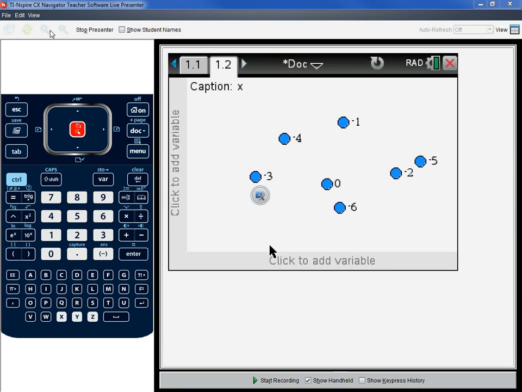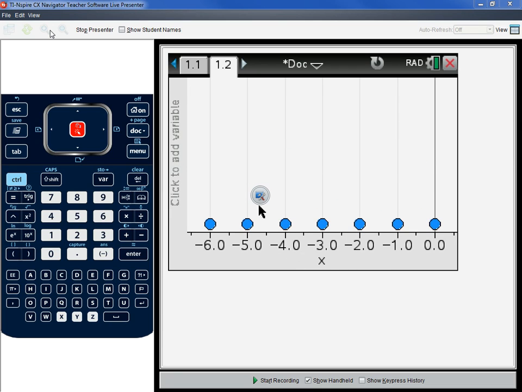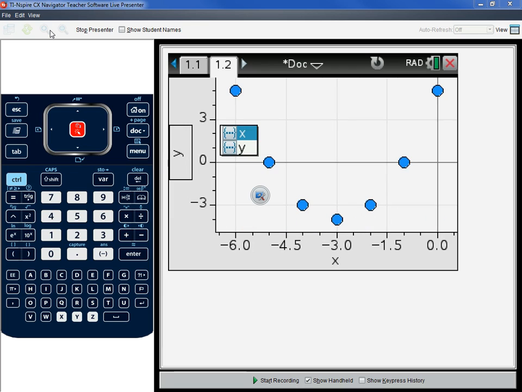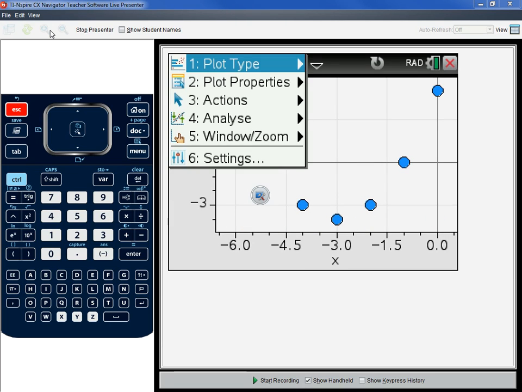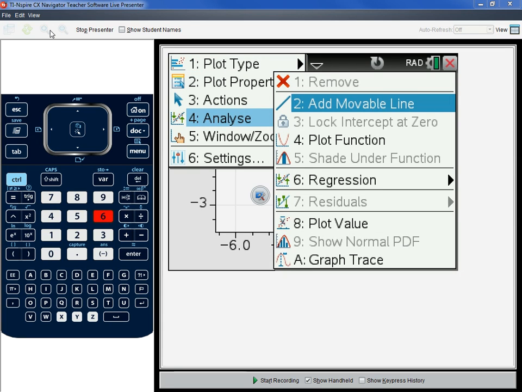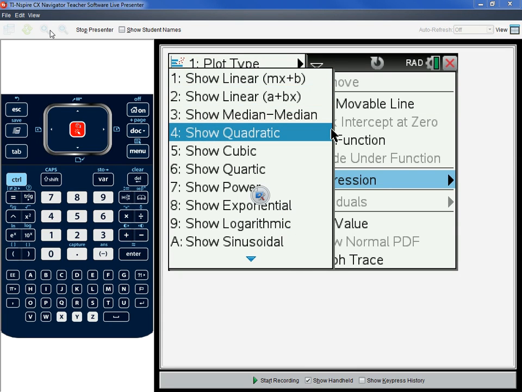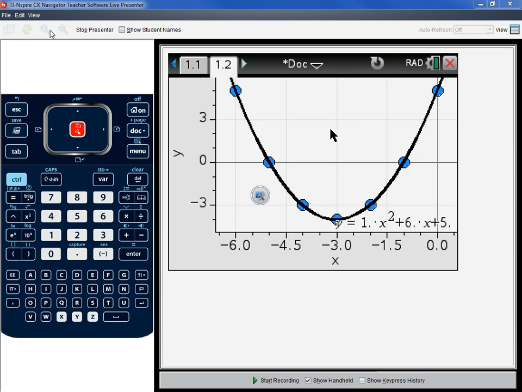And I'm going to scroll down to the bottom, click and add my x, scroll over to the left, click and add my y, and I can see the parabolic shape take form. So I'm going to go to Menu, Analyze, Regression, Show Quadratic. And now I'm going to write that down.